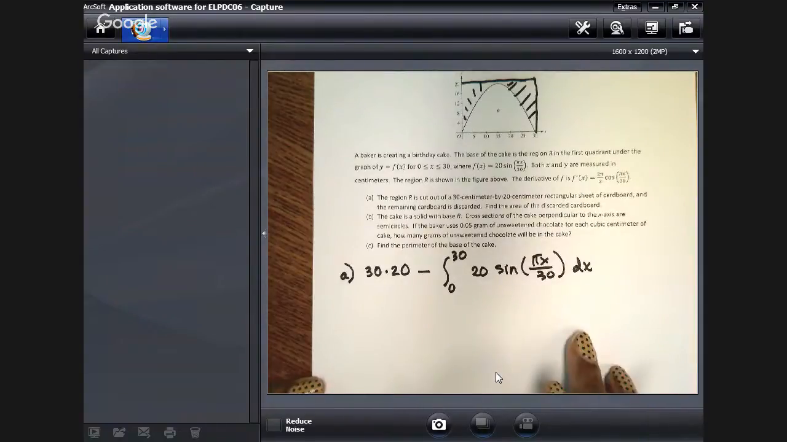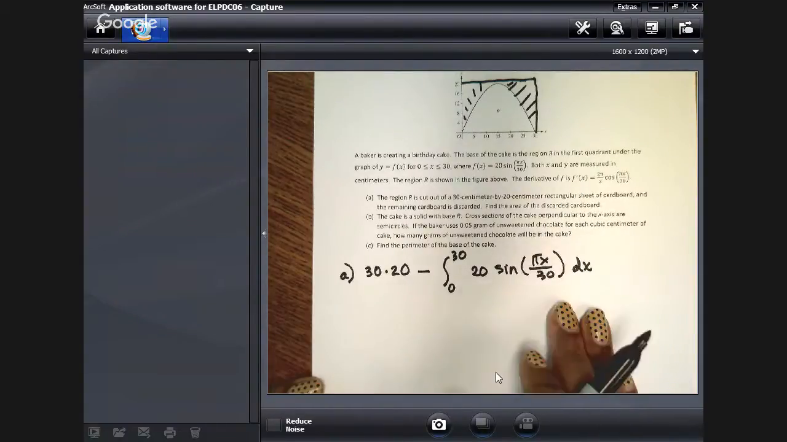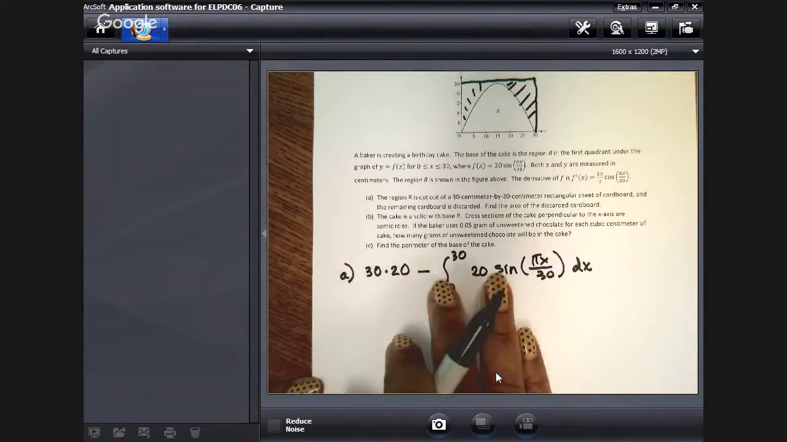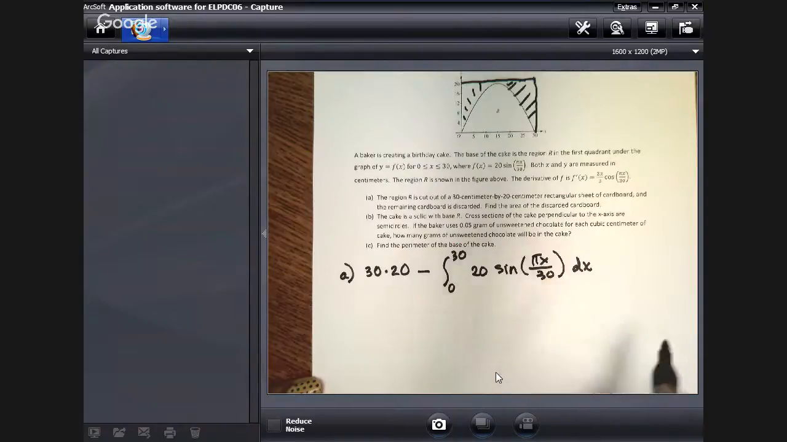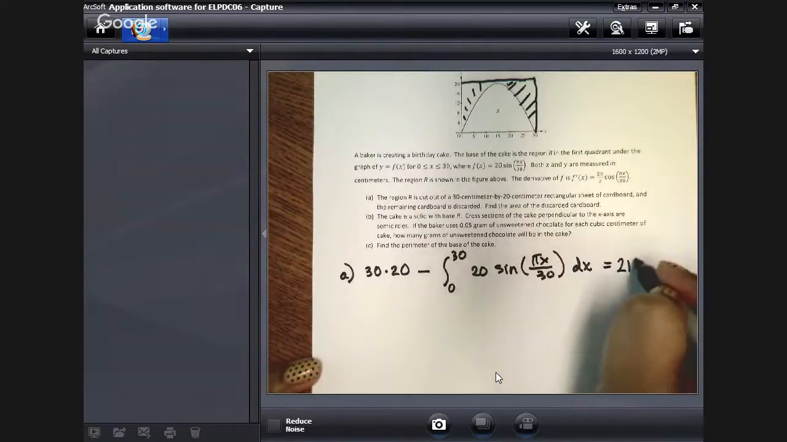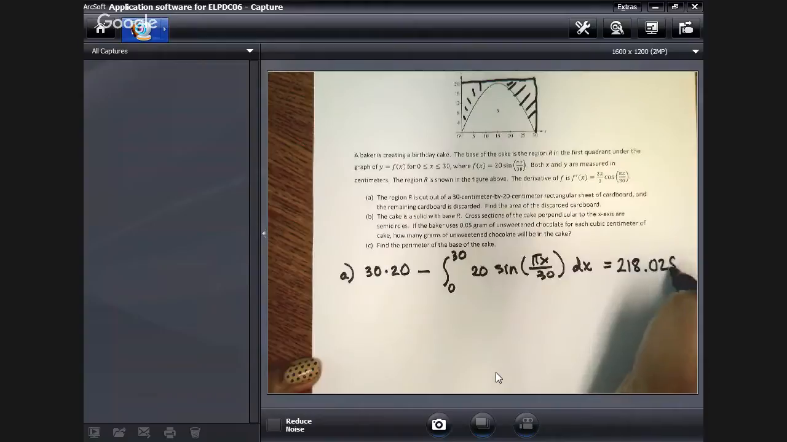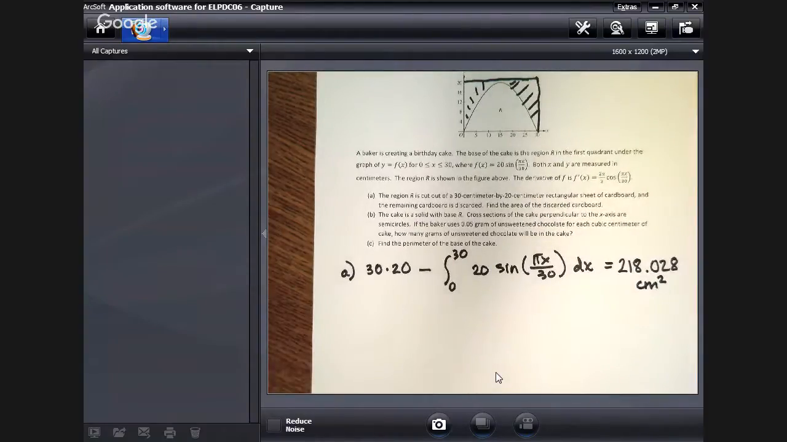So I would suggest at this point to put the whole line in your calculator and not do it in pieces. Put 30 times 20 minus the integral. Be careful typing the pi x over 30 in. Be sure you use parentheses in getting that fraction correctly. When you do all of that correctly, you should get 218.028 square centimeters. They didn't ask you for units, but it doesn't hurt to write them down.